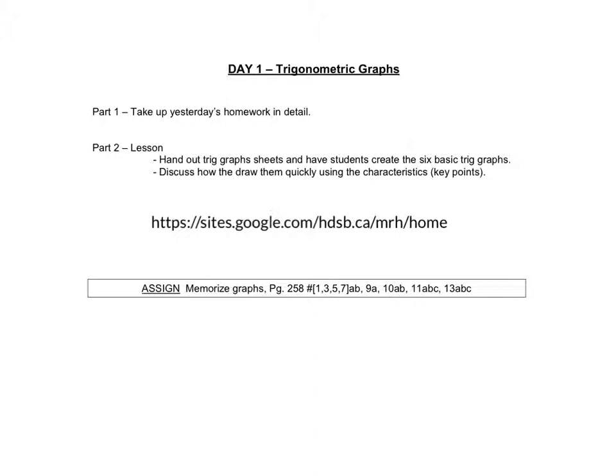You probably saw these last year. But again, we're going to go through this as if you haven't seen it before so that we can fill in any gaps if you're missing them. So again, go to my website, go to the MHF 4U course, and it will be under the Unit 5 folder.